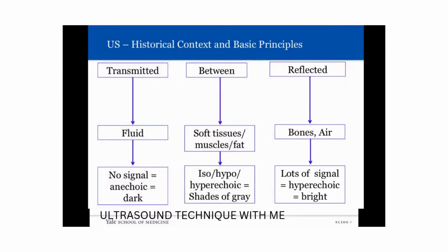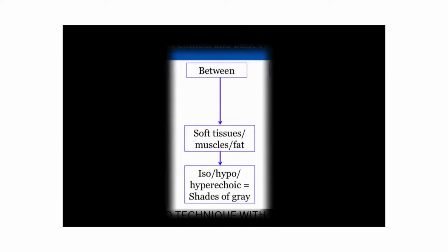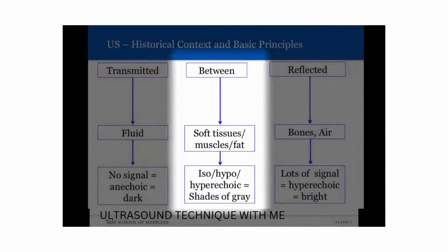And if it goes in between most tissues like soft tissues, muscles, and fat, well, it can be different shades of gray, and it can be very bright or hyperechoic, very dark or hypoechoic, or it can look like the surrounding soft tissue, in which case we call it isoechoic.